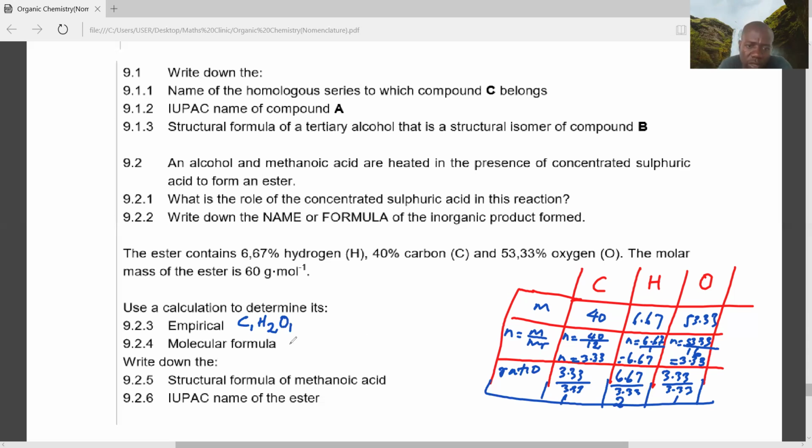Now we want to know the molecular formula. And to do that, we are given the molecular mass of the ester. So first of all, to do this, we have to calculate the molar mass of the empirical formula CH2O.